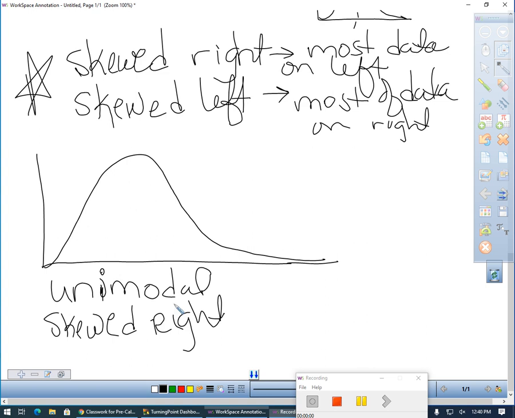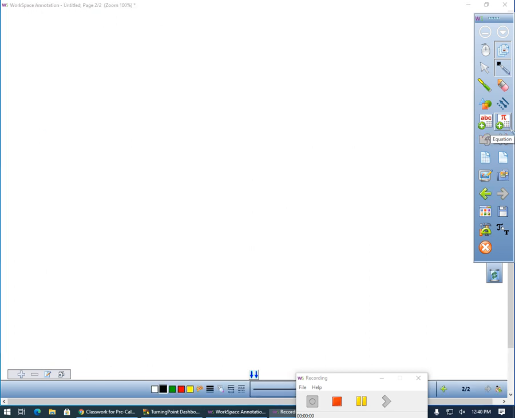It's very backward. So if most of the data was over here on the right hand side, we'd say it was skewed left. Okay? Alright, so now we talked about that. Let's get into some things that you might see today and how you're going to work them out. Alright, here we go with example number 1. We're going to start off with an easy one.